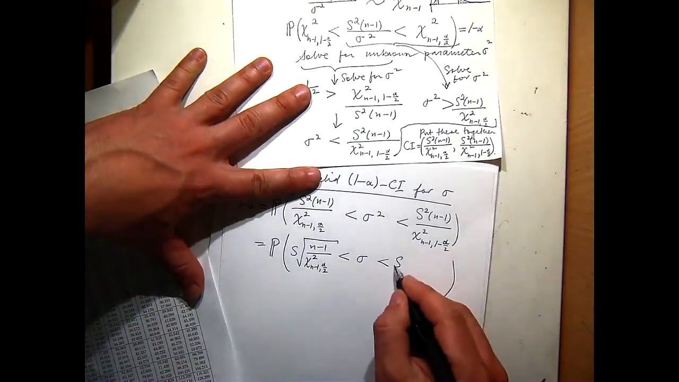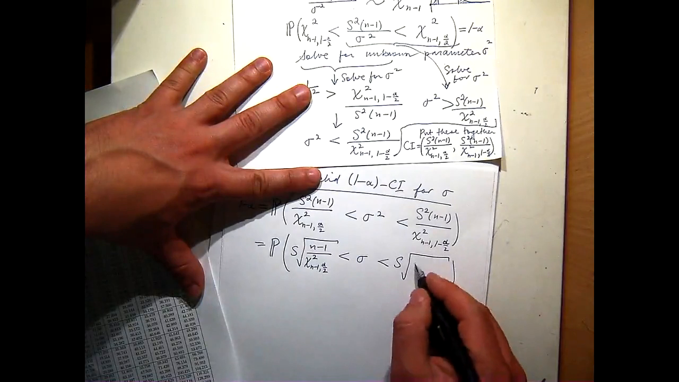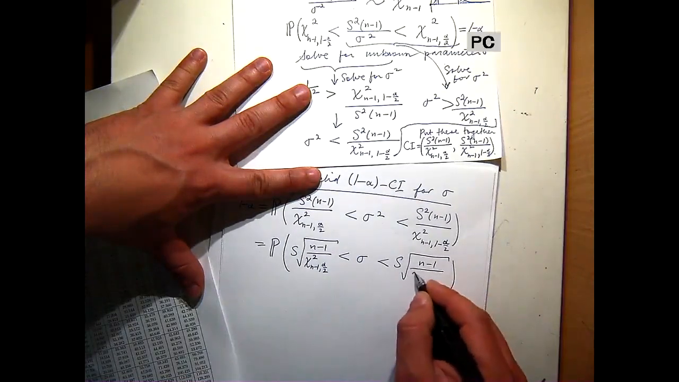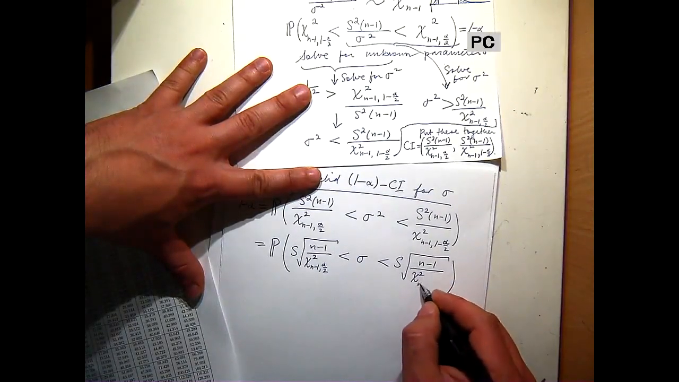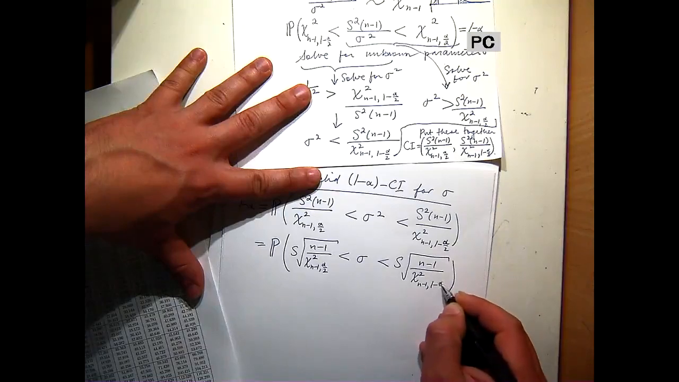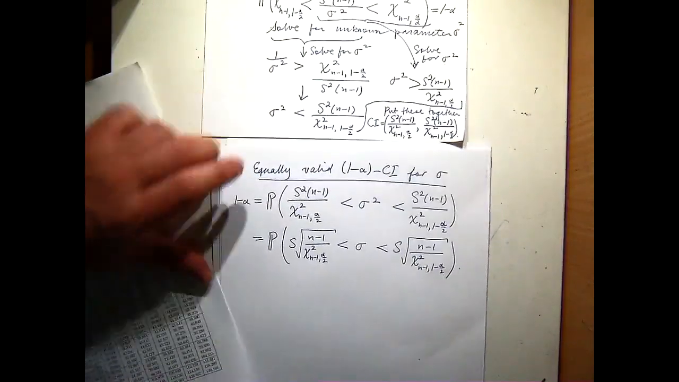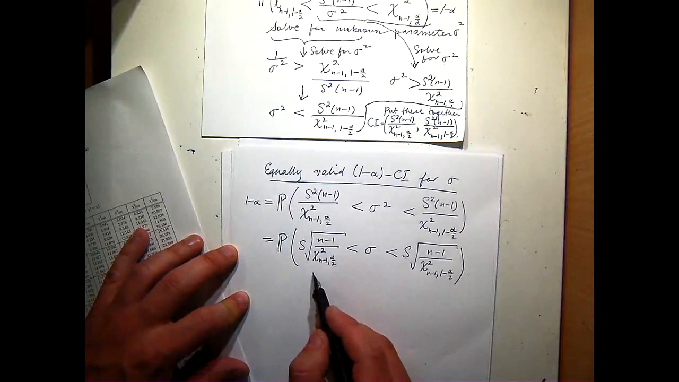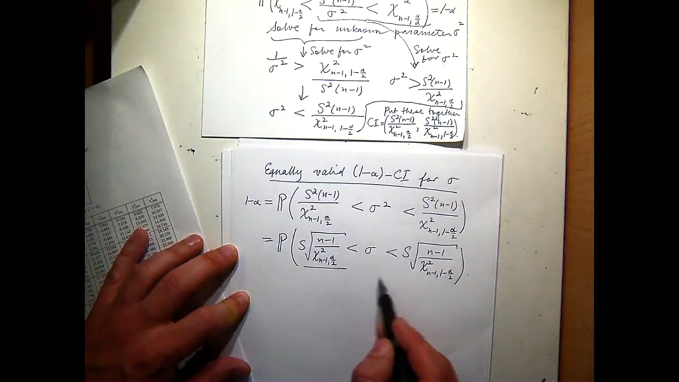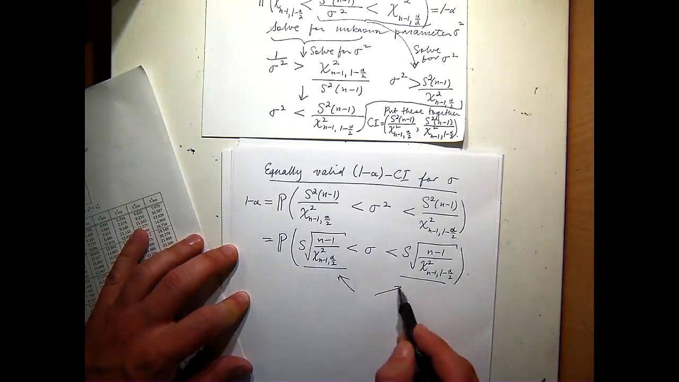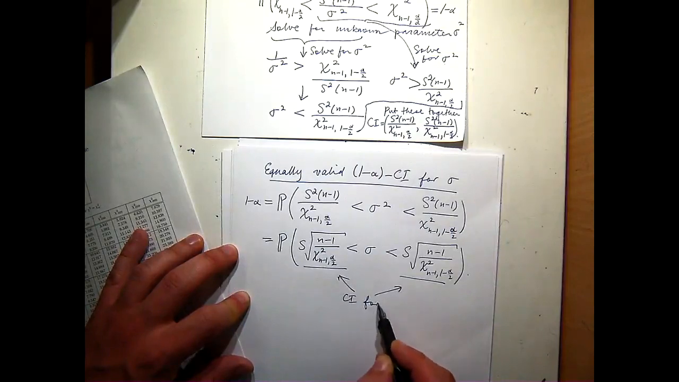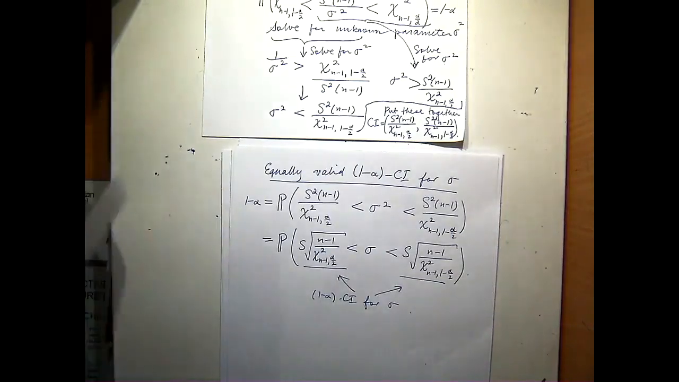Less than s times square root of n minus 1 divided by chi squared n minus 1 comma 1 minus alpha over 2. Okay. So those two would give the bounds of your confidence interval for sigma. So once again, it comes down to pivotal quantities. Let's do one more of those.